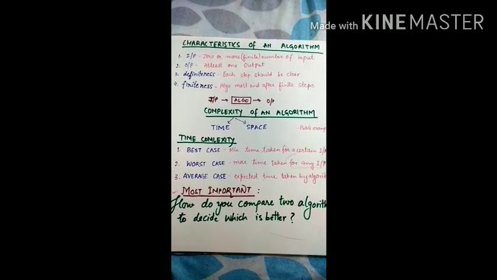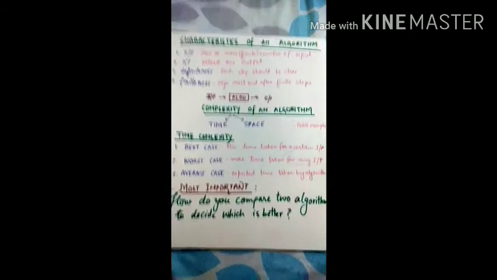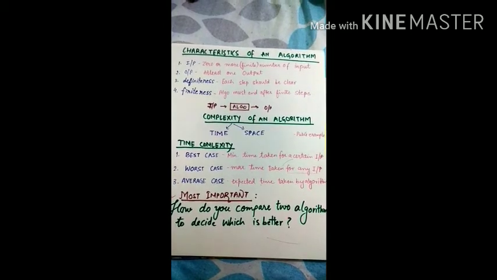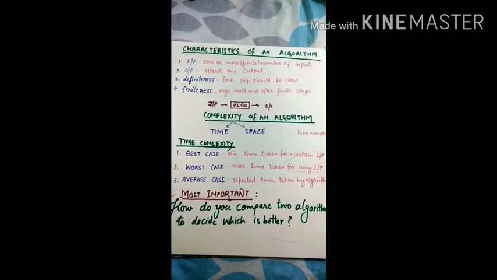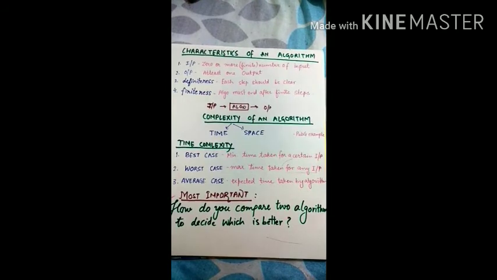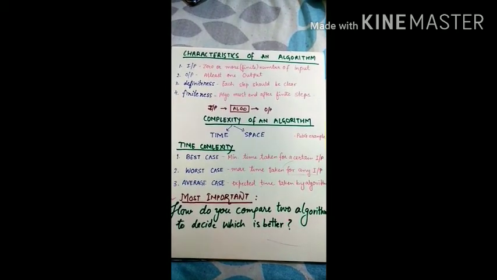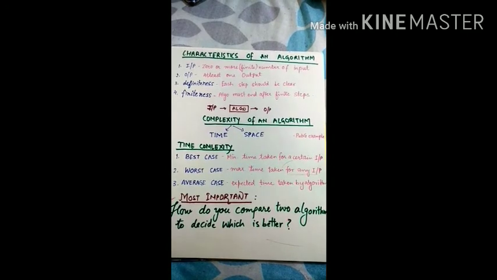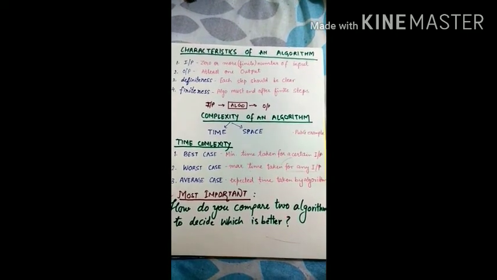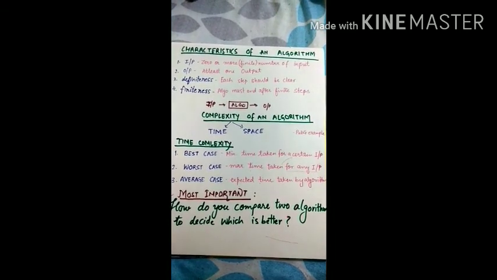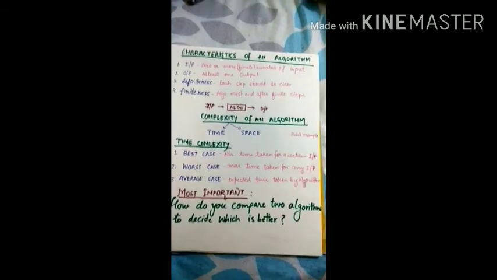Now let us focus on the time complexity. In time complexity, we will have three cases: best case, worst case, and average case. The best case is the case in which the algorithm takes minimum time to execute for a certain input. Worst case is the maximum time taken by the algorithm, and the average case is the expected time taken by an algorithm.